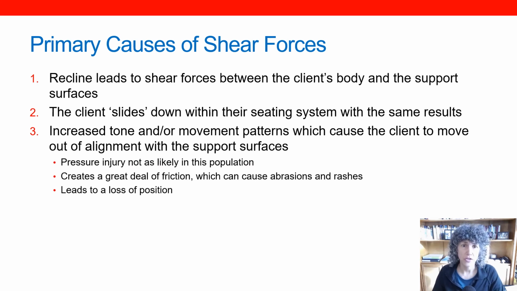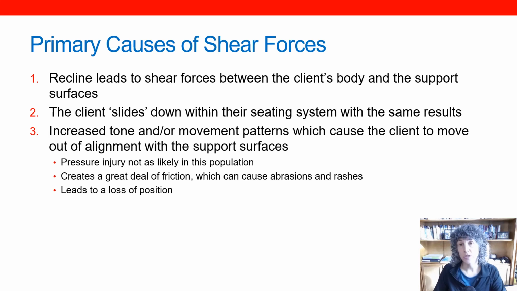What are the primary causes of shear forces within a wheelchair seating system? Well, first is recline. Recline leads to shear forces because, again, there is a displacement between the client's body and the seating support surfaces. There's a great deal of movement that occurs in recline. The client can go from an upright seated position all the way to supine. The client may be sliding down in their seating system, and that can cause the same issues. It might be that the client has a lot of increased muscle tone or movement patterns that cause the client to move out of alignment with the support surfaces.